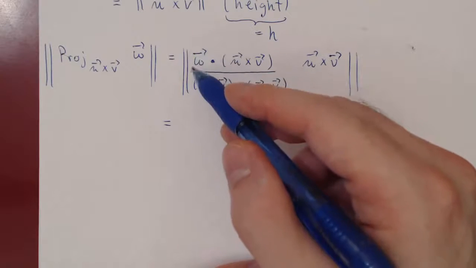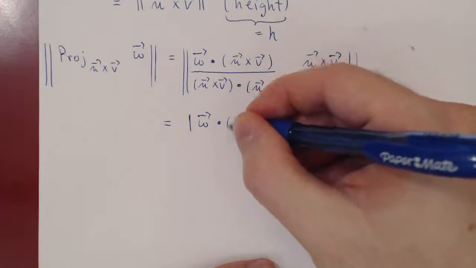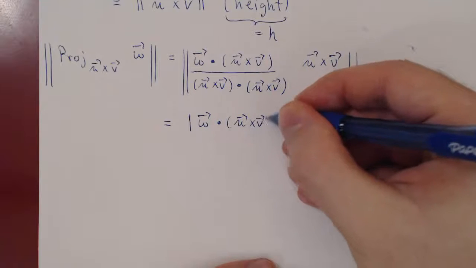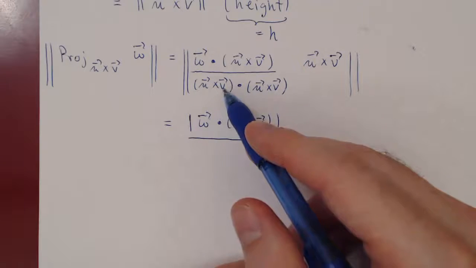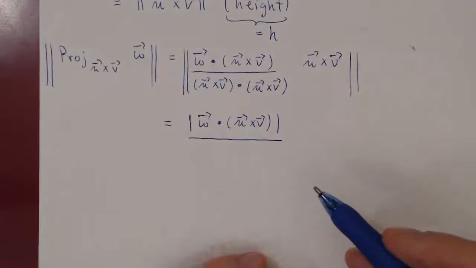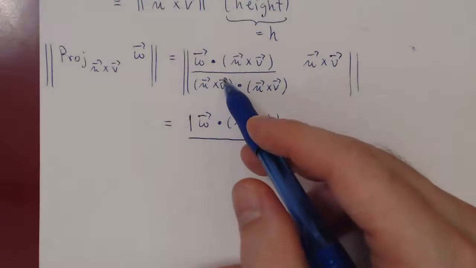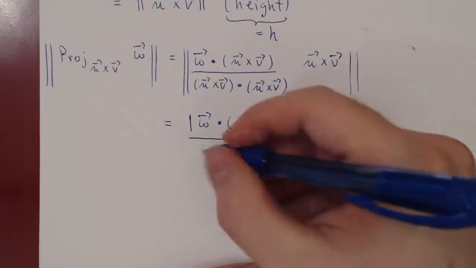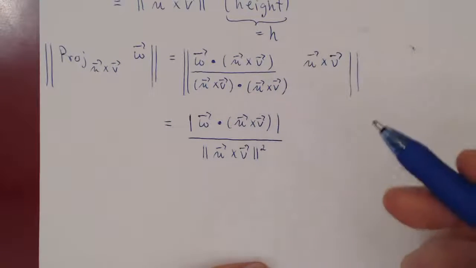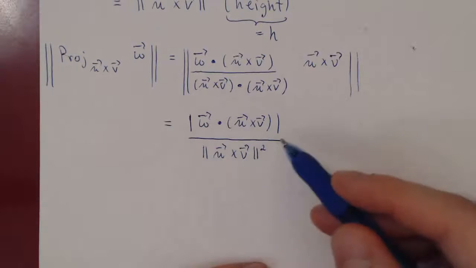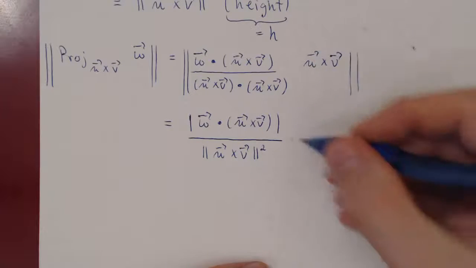So we'll have the absolute value of w dotted with u cross v over, and here we can drop the absolute value because we have u cross v dotted with u cross v. If you remember, if you dot a vector with itself, what you have is the norm of the vector squared. So u cross v dotted with u cross v is simply the norm of u cross v squared. And this is obviously non-negative, so we don't need the absolute value. But now we've pulled all of this outside the norm, and we're left with the norm of vector u cross v.